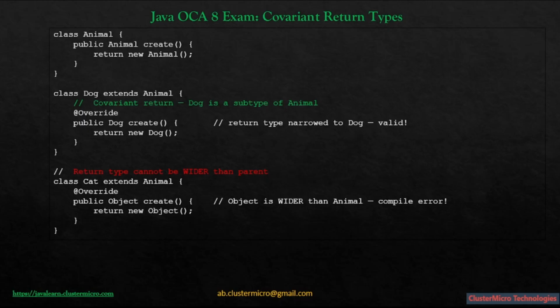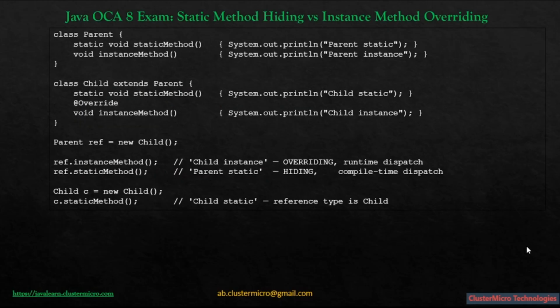Okay, so static method hiding versus instance method overriding. The difference between method hiding and method overriding is a common topic on the exam. When an instance method is overridden, it participates in dynamic dispatch. If you call the method through a parent reference, Java determines which version to run based on the actual object at runtime. This behavior is known as polymorphism. Okay. Static methods work totally differently. Static methods belong to the class itself, not to an individual object. If a child class declares a static method with the same name as a static method in the parent class, it does not override the method. It will hide it.